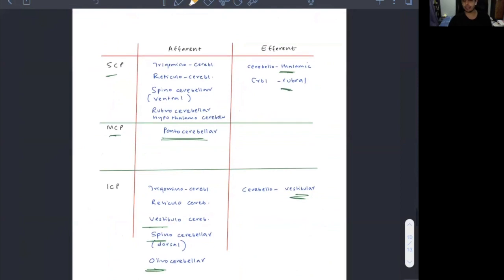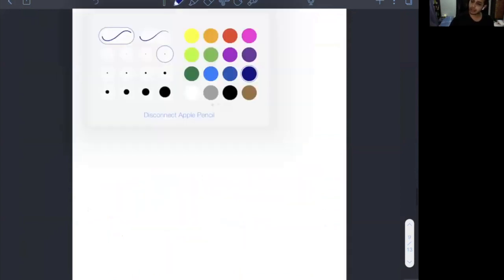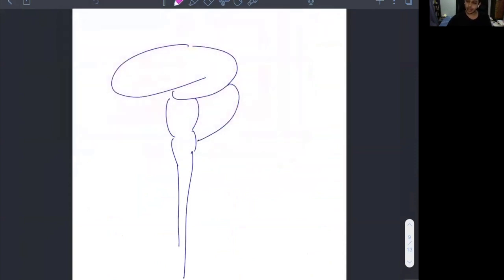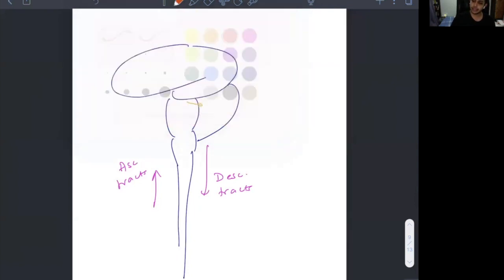And finally, I wanted to just briefly touch upon the connections between the cerebellum and the rest of the brain. So let's look at the neuroanatomy once more. Okay, and here is the cerebellum. So as you know, there are incoming tracts, so ascending tracts, and there are exiting tracts called descending tracts. So that is to and from the brain. Similarly, there are tracts which enter the cerebellum, and there are tracts which exit the cerebellum.